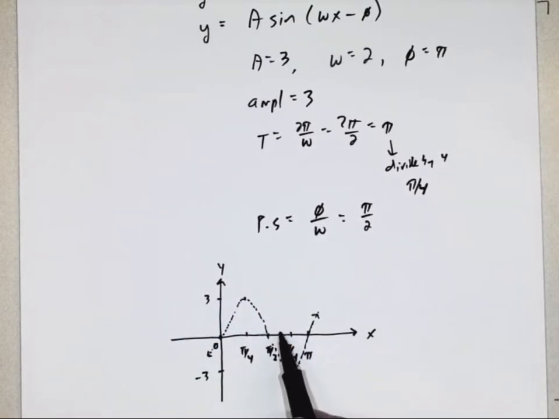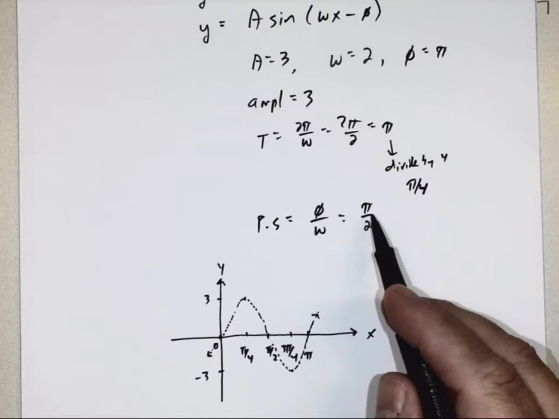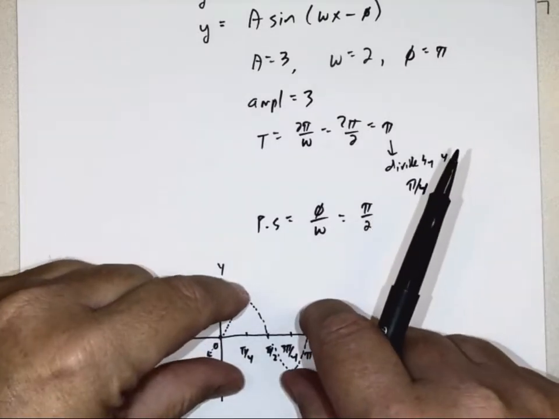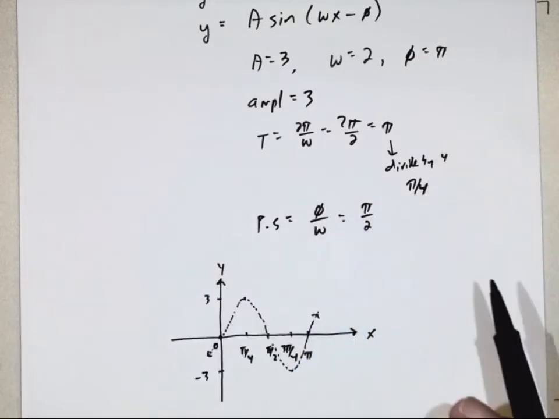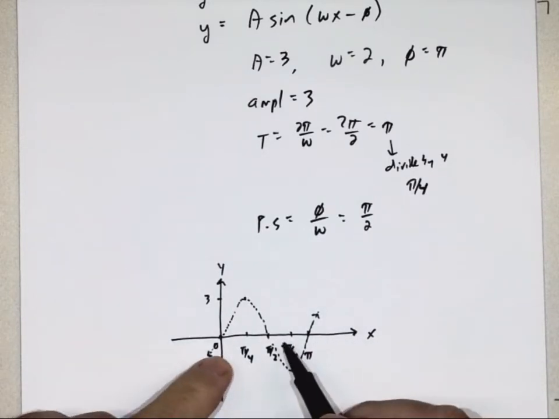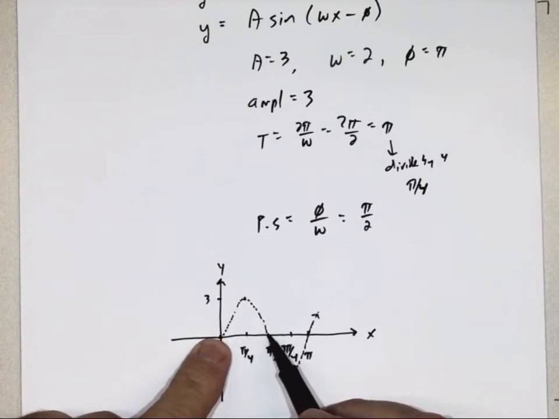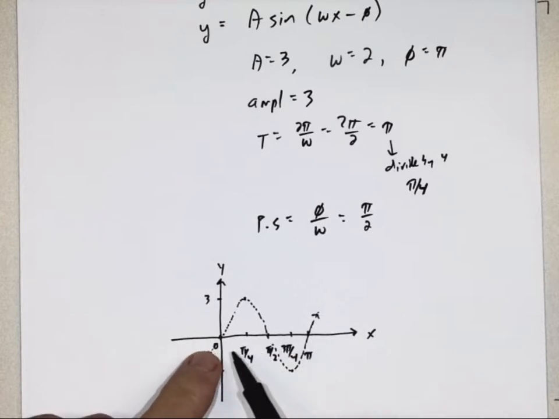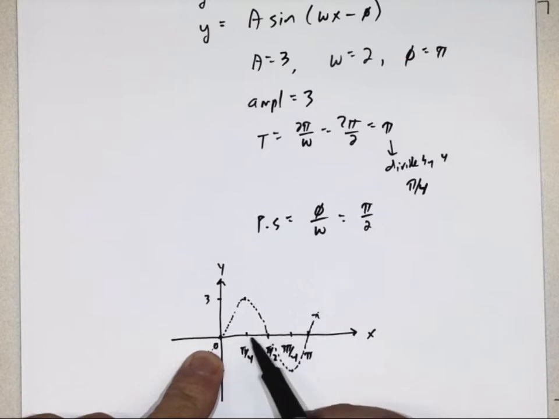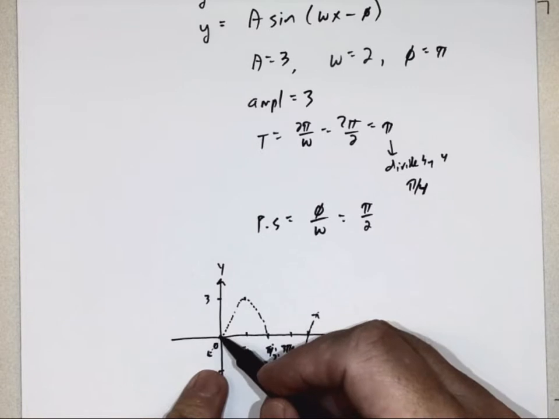So this is the graph without the phase shift. Now to include the phase shift, I found the phase shift to be pi over 2. That means I take this whole graph and I'm going to move it the distance pi over 2. Now if I look here on my scale, pi over 2 is sort of 2 tick marks. So the easiest thing is I take every point on my graph and I move each point over, in this case 2 tick marks, and I'm going to draw an empty circle because that's my new graph.